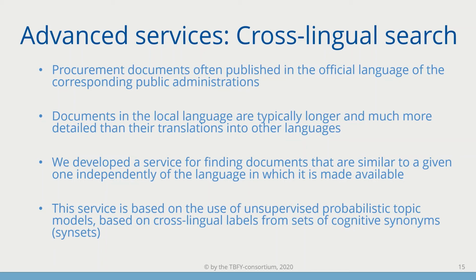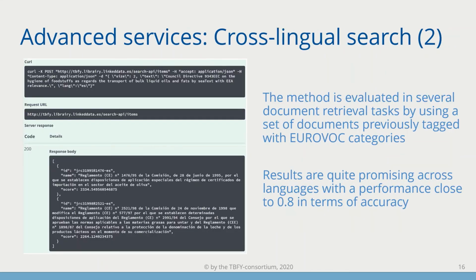The service is based on the use of unsupervised probabilistic topic models and on cross-lingual labels from sets of cognitive synonyms called synsets. The method is evaluated in several document retrieval tasks by using a set of documents previously tagged with the Eurovoc categories. The results are quite promising across the languages, with a performance close to 0.8 in terms of accuracy.